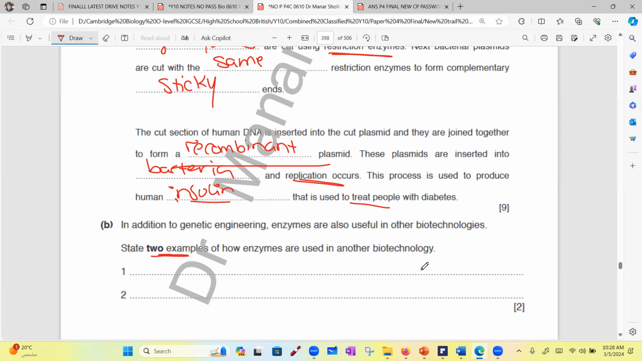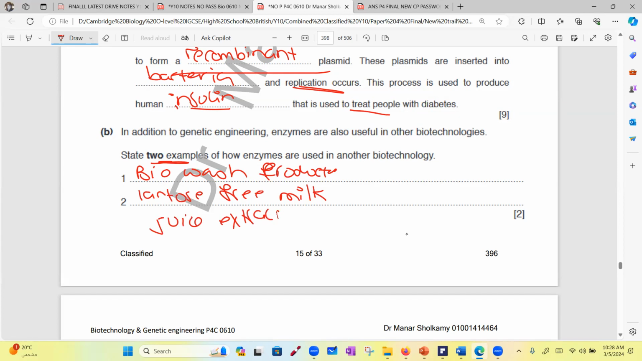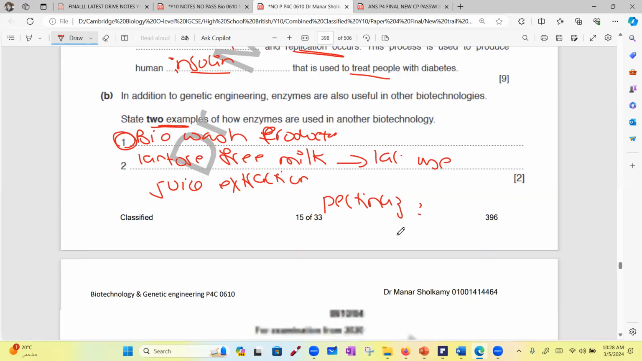In addition to genetic engineering, enzymes are also useful in other biotechnologies. Give two examples of how enzymes are useful. We'll answer this question. In biological washing products, in food products, okay? If I want to create lactose-free milk, in juice extraction, the pectinase enzyme. I highly advise you that you write the name of the enzyme. We use here lactase enzyme, and we use here the pectinase enzyme. And in biological washing powders, we can say we use the protease enzyme to break down large insoluble molecules to small soluble ones that can be easily washed away.